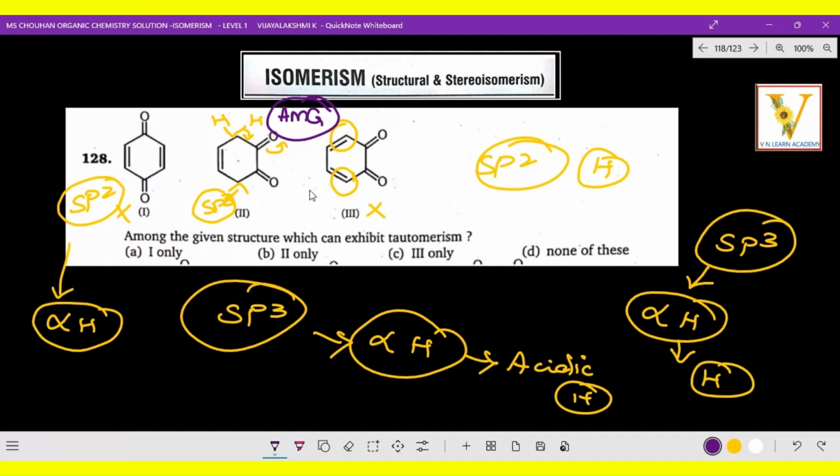Now which is the correct option, first, second, or third? Only the second is possible, so only the second is the correct option. Hope you got the clarity. Come on, let's go to the next question.